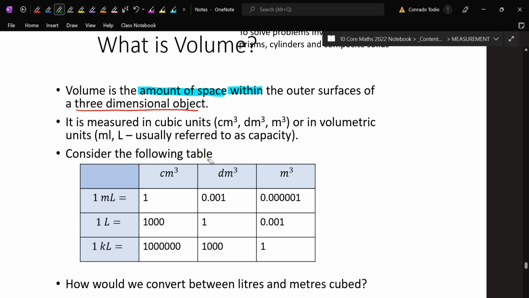Another thing they do is the space in your car, the boot of your car. Believe it or not, they actually use volumetric. So when they say, oh, my boot is 900 liters big, that's what they use to actually measure it. So it is referred to as your capacity.